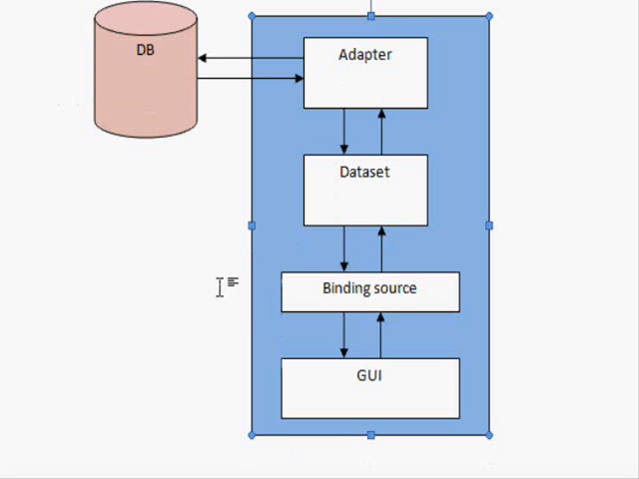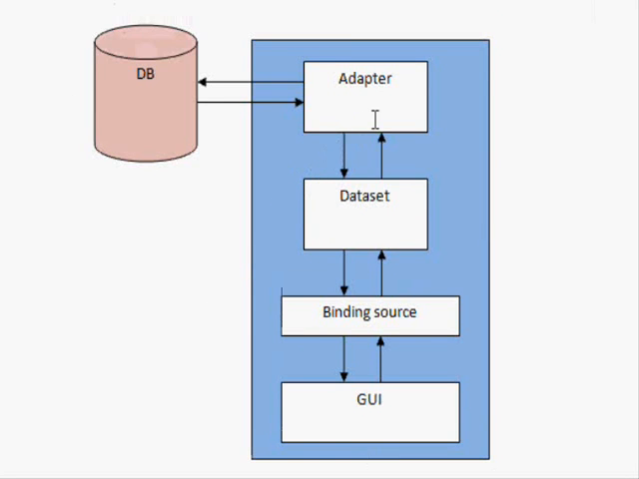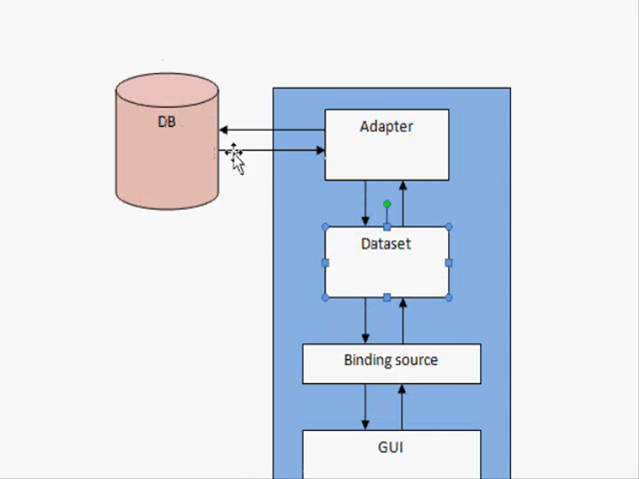Now let's come to the adapter. The adapter's job is to get the information from the database and put it into a memory. This memory is called the dataset. In other words, it will load the information from the database and put it into a buffer. It's much easier if you think about it like this. When the information is updated in the buffer, the adapter will take it back and update the database.